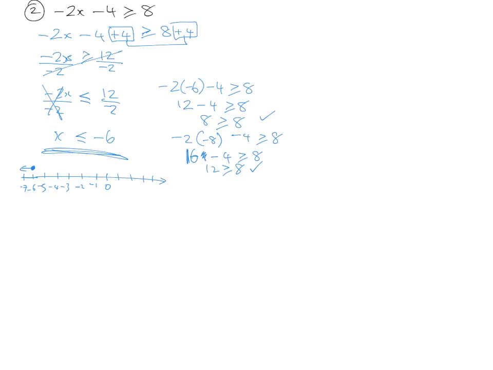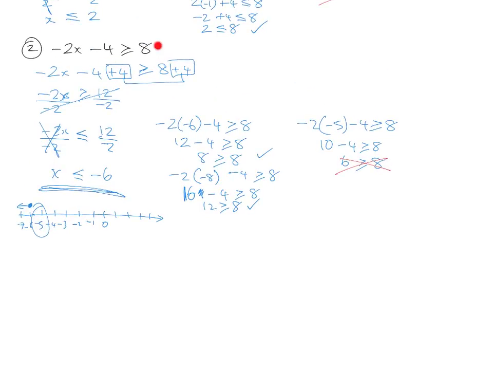What's the first number that doesn't satisfy being less than or equal to negative 6? Well, let's try negative 5. If we've done the rules correctly, this shouldn't work. So negative 5, take 4. I'm just plugging negative 5 into the inequality. Negative 2 times negative 5 is positive 10. Take 4, greater than or equal to 8? Well, 10 take 4 is 6. And 6 is not greater than or equal to 8. So we have confirmed here that the answer we've got to the inequality is correct. x has to be less than or equal to negative 6 for this inequality to work.